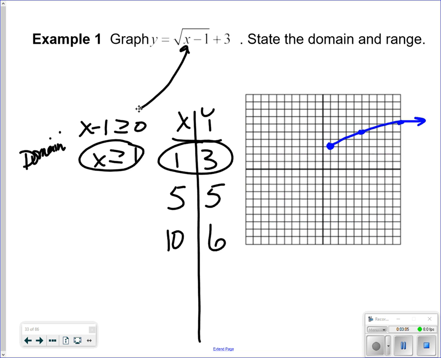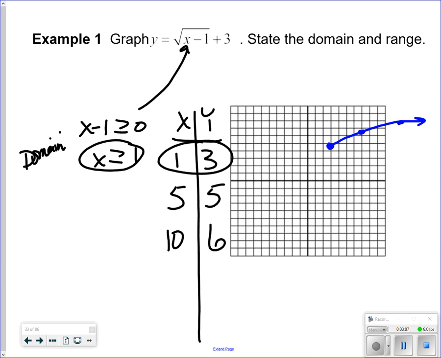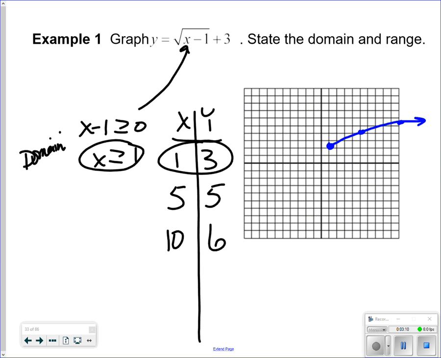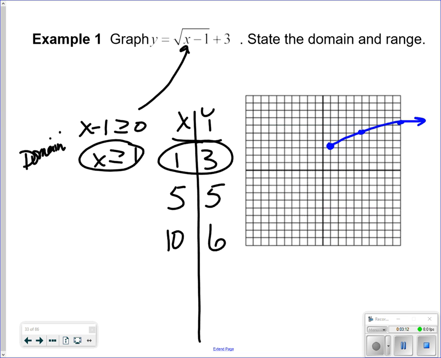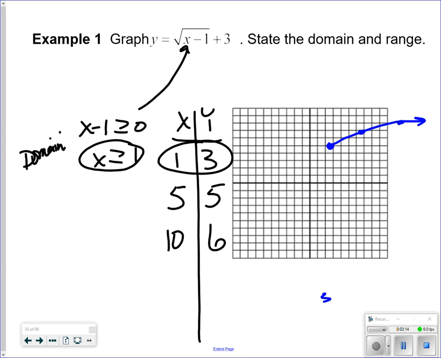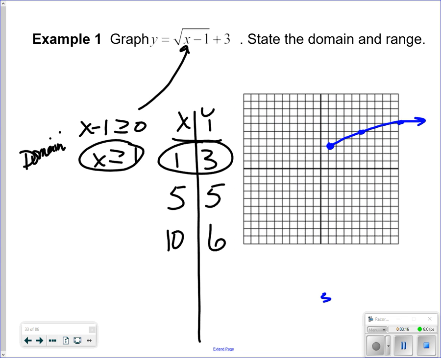I'm going to draw this and then I'm going to erase it. It does not go the other direction. I don't know what's happening there. It does not go this way. So again, do not draw an arrow on both sides. It's kind of like a ray in geometry.